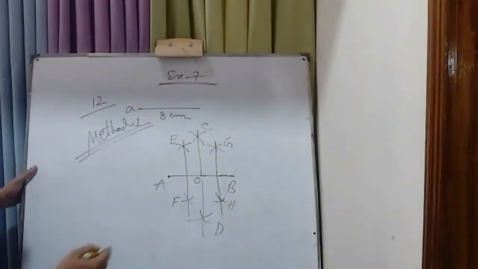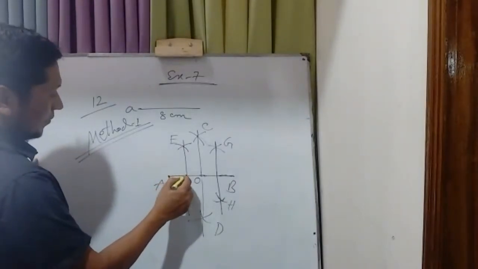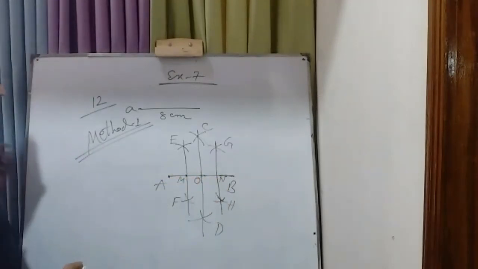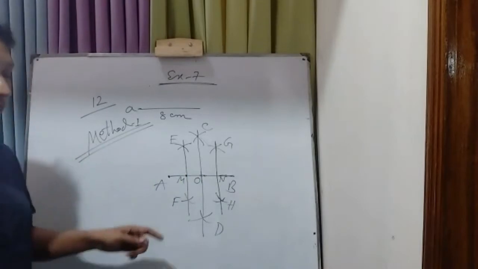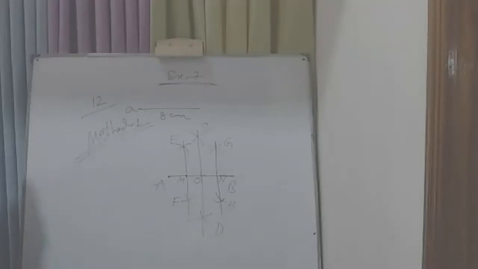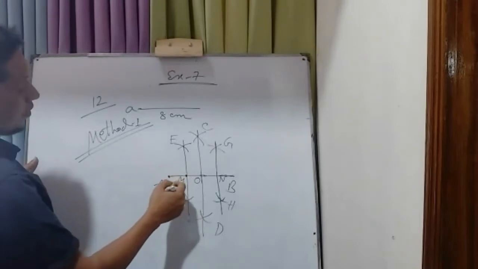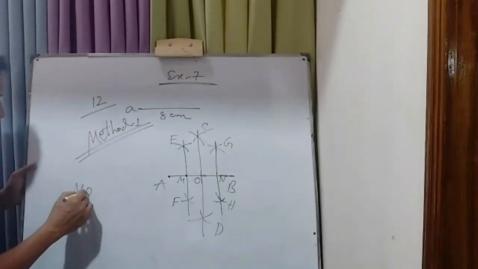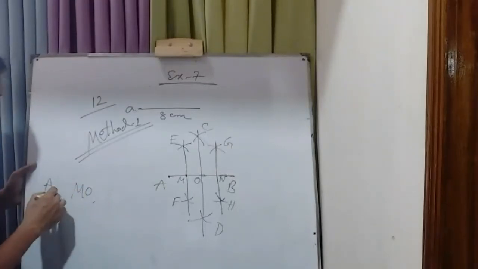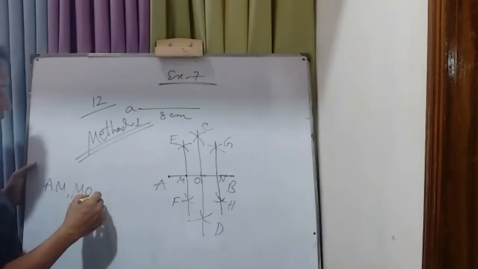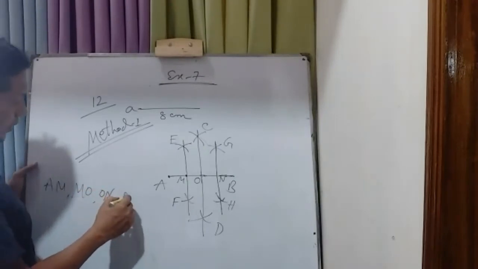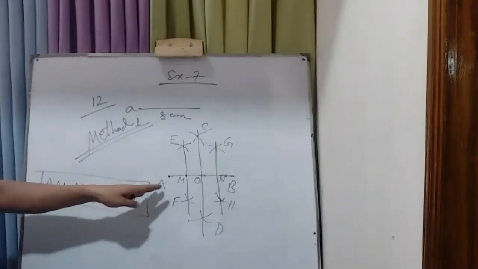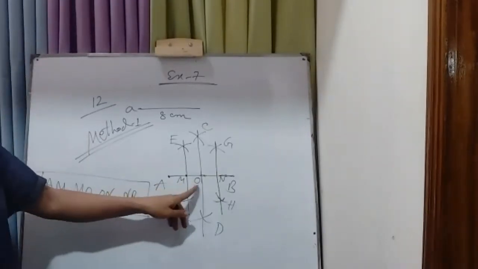So you see, if we give names to their meeting points, suppose M and N. Now, if we see M, O, N, you can see that the line segment AB has been divided into 4 parts. The first part is AM, the second part is MO, the third part is ON, the fourth part is NB. That is, the line segment AB has been bisected into 4 equal parts at the points M, O, and N.